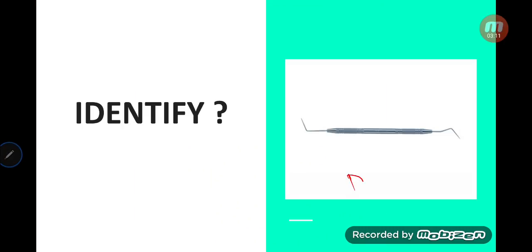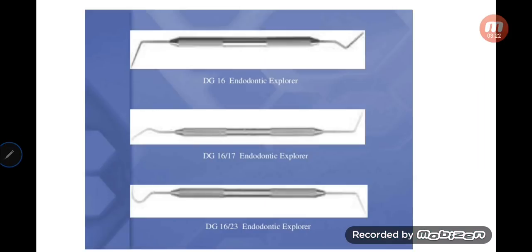Okay, this is DG16, where DG means Dr. Green, and 16 means the working tip is 16 millimeters, and this is DG16 clear. You can compare the DG16 to 17. So these are two different ends. Recently they asked in AIIMS 2018 a question related to this DG16/23. The two ends are different, with two different numbers, whereas here it is the same, both ends are the same, by which you can identify and come out with the right answer.